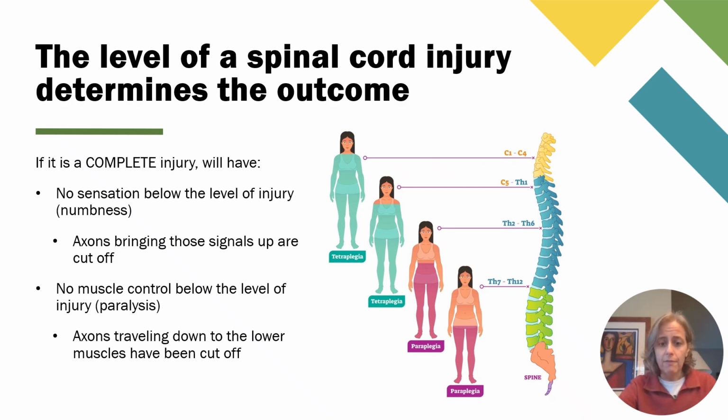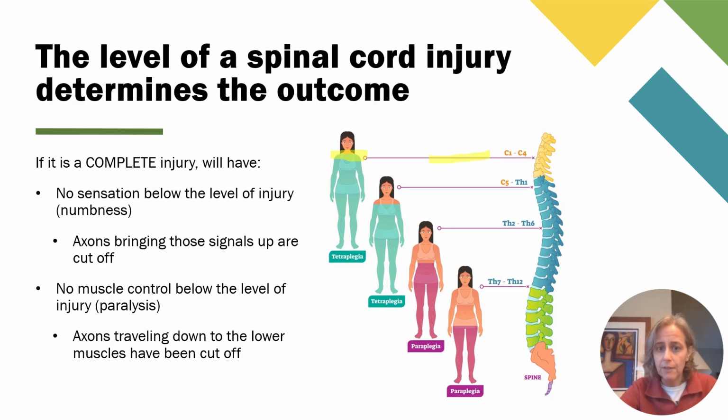So that very high cervical one up here, right? So basically everything in blue is paralyzed and numb. So they have no sensation and they have no voluntary movement. No signals from the brain can get down, no signals from the body below that level can get up.